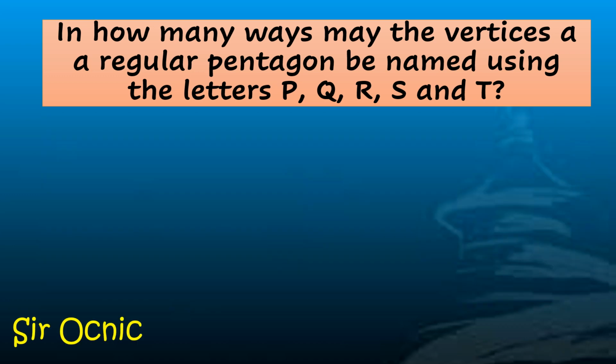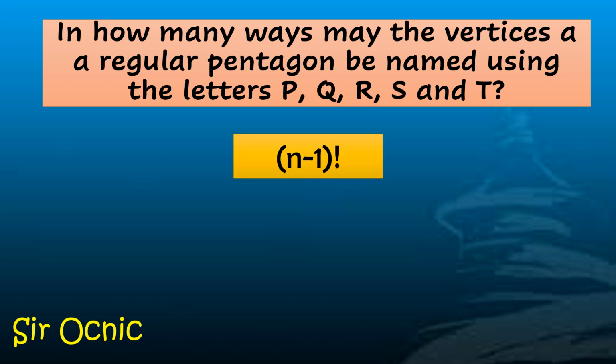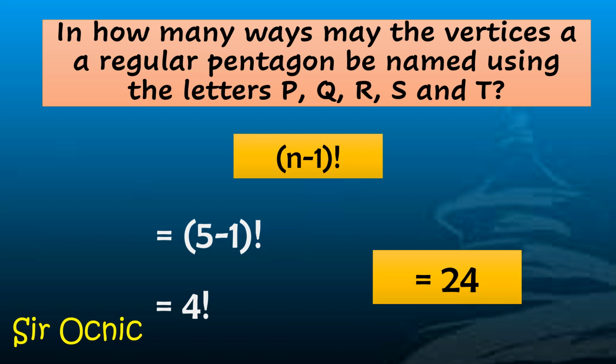In how many ways may the vertices of a regular pentagon be named using the letters P, Q, R, S, and T? Using the formula (n minus 1) factorial, we will have n equals 5 because a pentagon has 5 vertices. So that will be (5 minus 1) factorial, or simply 4 factorial. And 4 factorial is equal to 24.